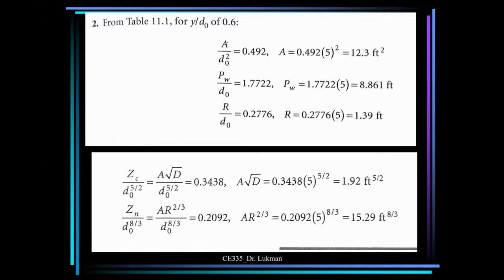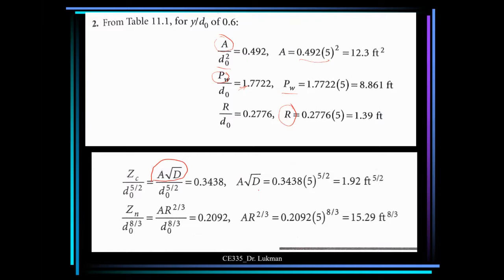So from here we can find the area of flow. Okay, this is the area of flow, because we know D naught squared. We know D naught. To find the wetted perimeter, we just multiply out. Okay, to find the hydraulic radius, and this is the section factor. Okay, the section factor for critical flow, A root D.